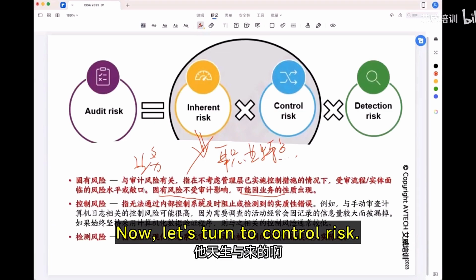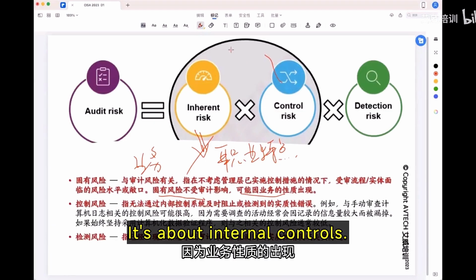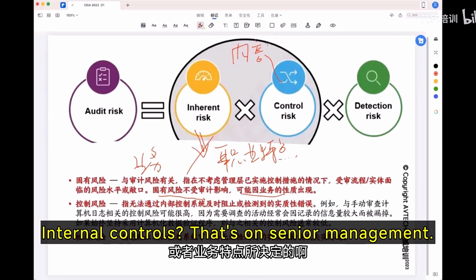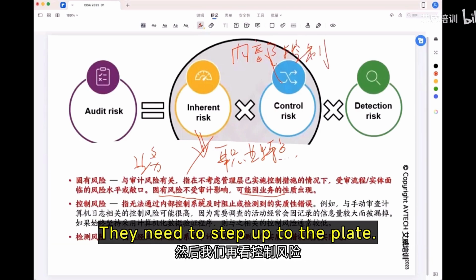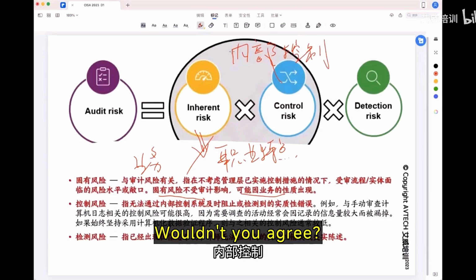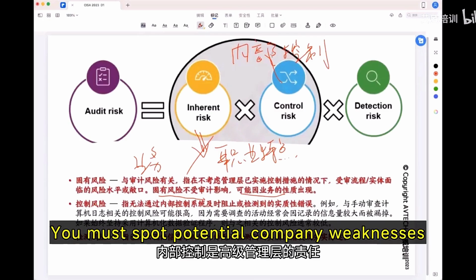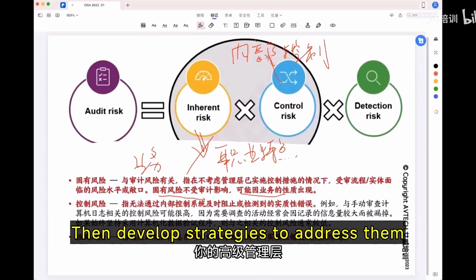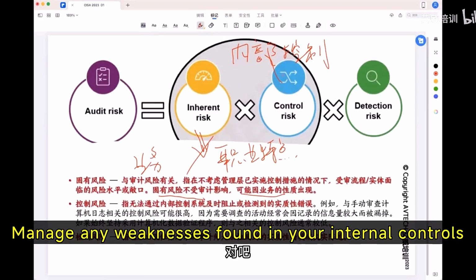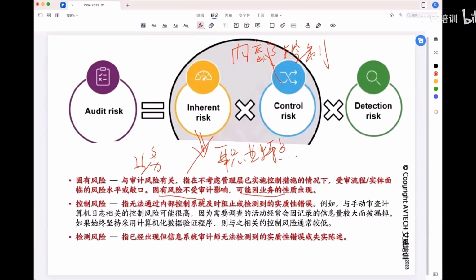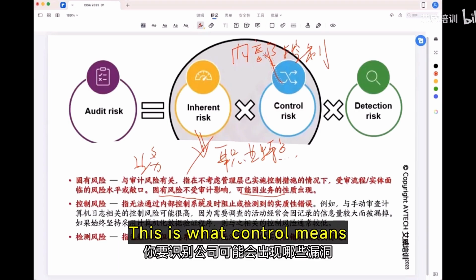Now, let's turn to control risk. What exactly is control risk? It's about internal controls. That's on senior management. We're talking about your top executives here. They need to step up to the plate and pay close attention, of course. Wouldn't you agree? You must spot potential company weaknesses, then develop strategies to address them, right? Next, have your team create procedures based on these strategies. Manage any weaknesses found in your internal controls. This is what control means.